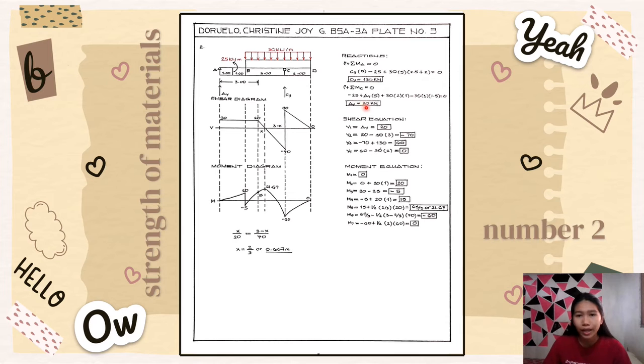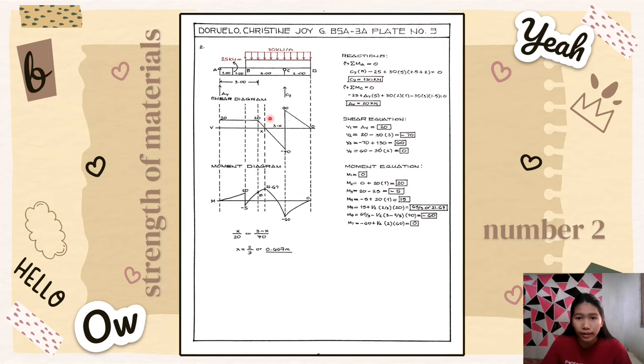So next, summation of MC is equal to 0. Negative 25 plus AY times 5 plus 8 plus 30 times 2 times 1 minus 30 times 3 times 1.5 is equal to 0. So the final answer for our AY is equal to 20 kilonewton. So let's proceed to the shear equation. V1 is equal to AY, which is equal to 20.